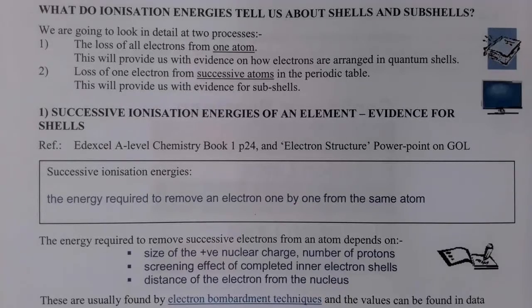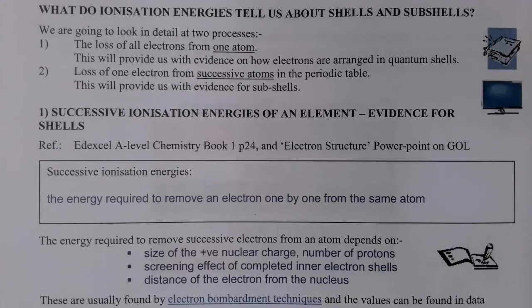So in this video from today, we're going to be looking in more detail at successive ionisation energies. That's removing electrons from a single atom all the way down to the nucleus. And we're going to have a look at what that tells us about the principal quantum shell structure. So we're going to look at two processes.